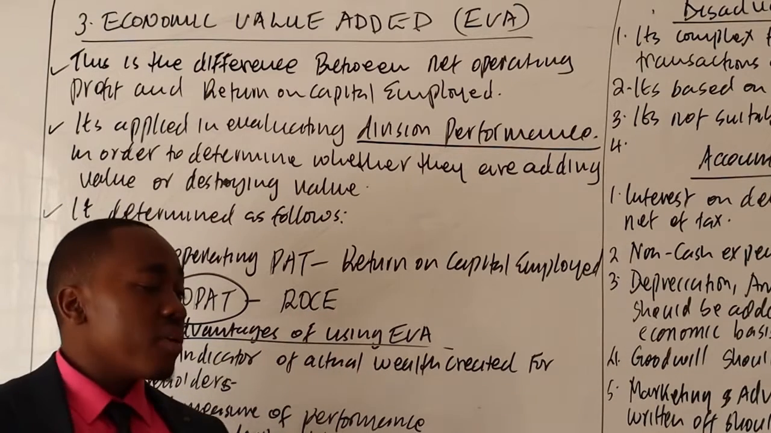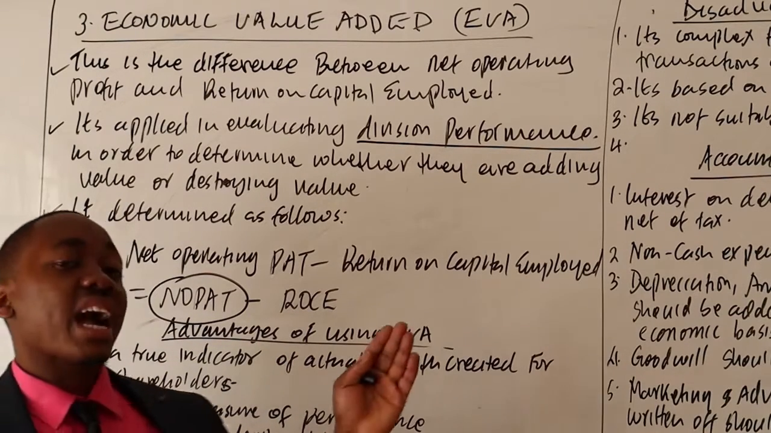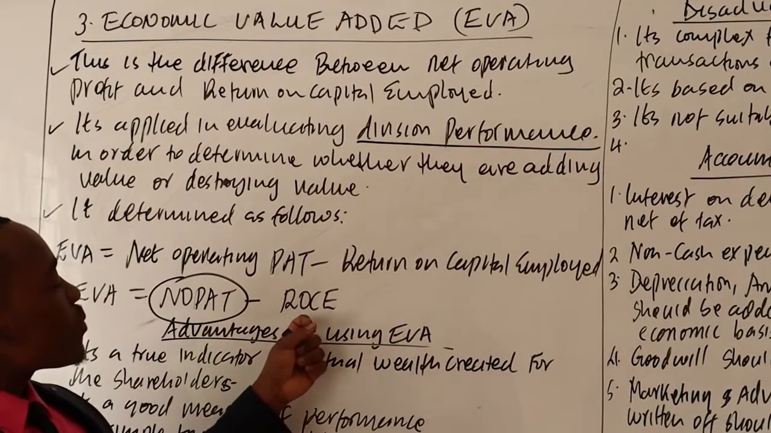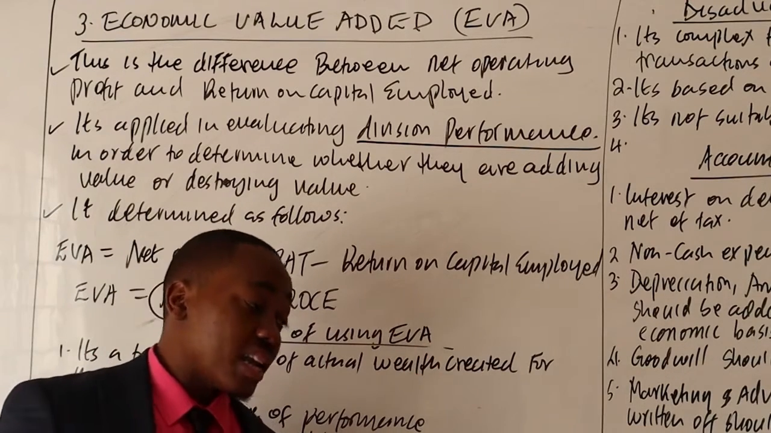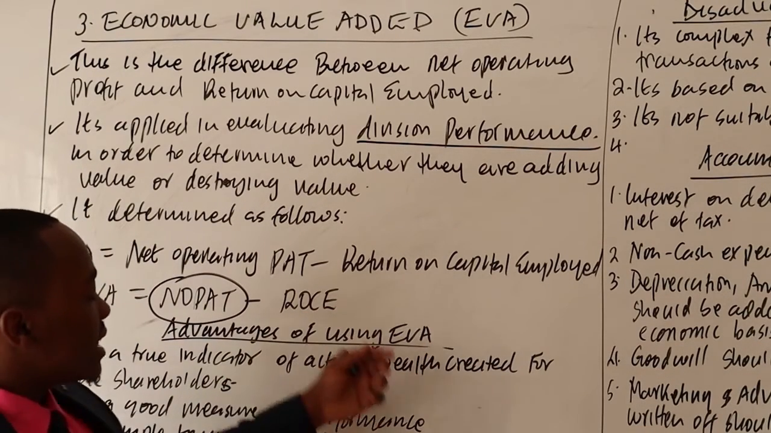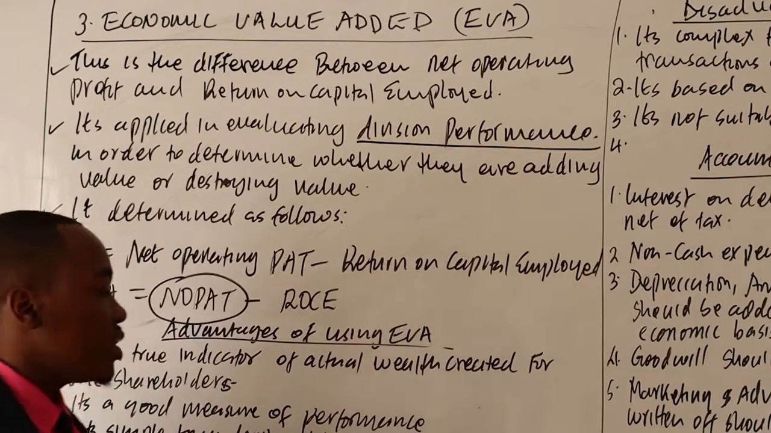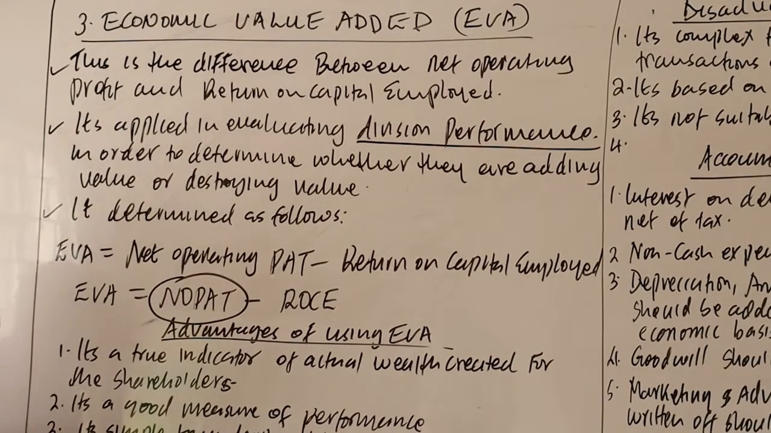Now, for the return on capital employed, number one, you have to determine the amount of the capital. And then you multiply by the cost of capital. And how do you adjust for the capital? Later I'll show you how to adjust for that, show you how we do the accounting adjustment.